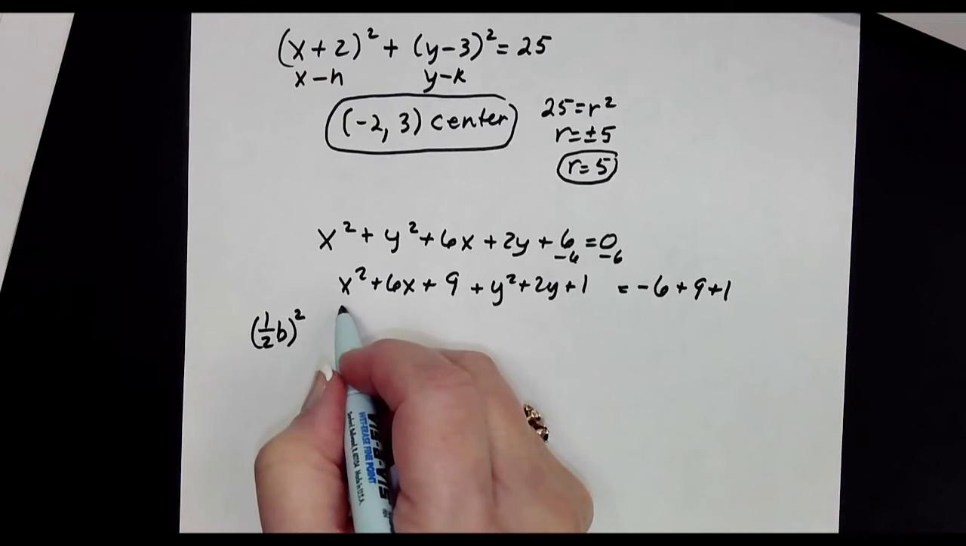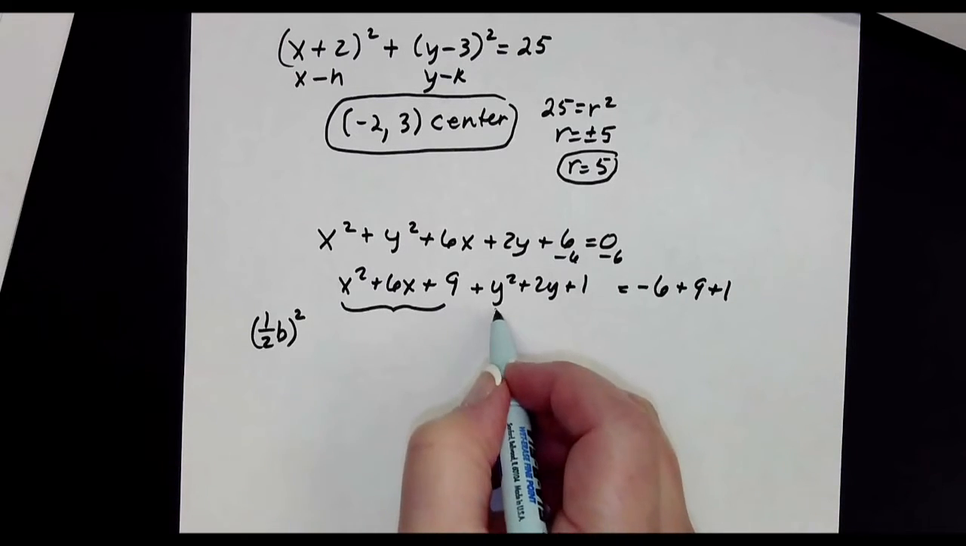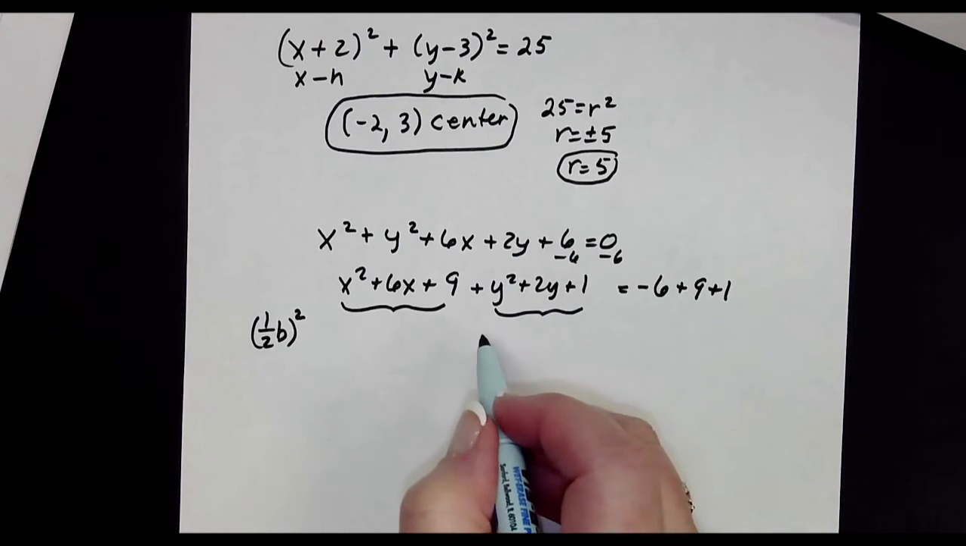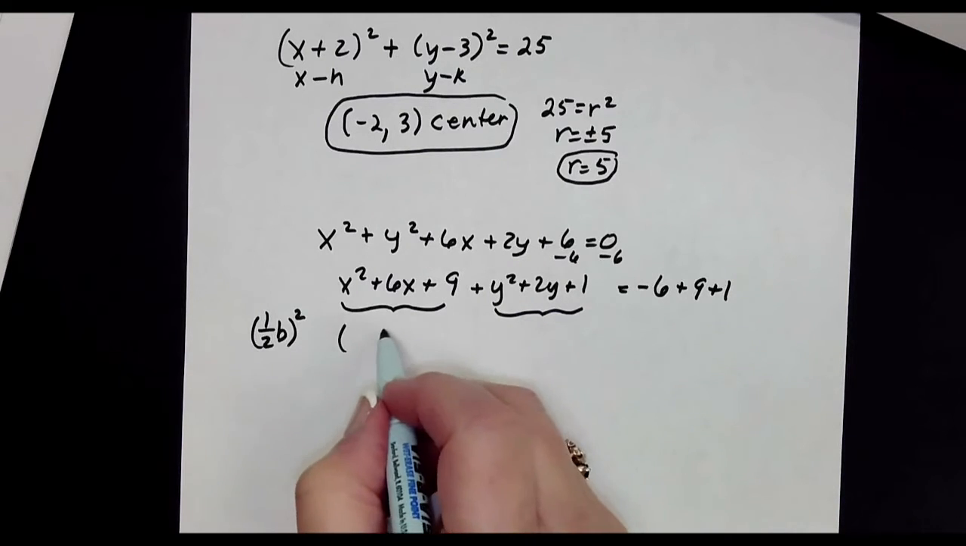Now we factor this trinomial, and we're going to factor this trinomial. Now we know, since we just completed the square, that whatever we put in is going to be the same numbers.